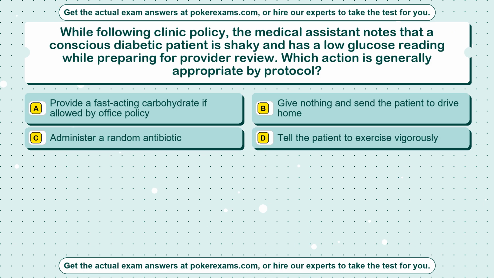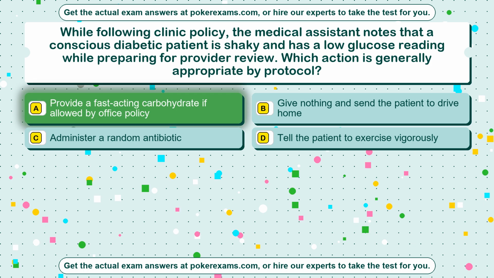Question 89. While following clinic policy, the medical assistant notes that a conscious diabetic patient is shaky and has a low glucose reading while preparing for provider review. Which action is generally appropriate by protocol? Option A. Provide a fast-acting carbohydrate if allowed by office policy. Option B. Give nothing and send the patient to drive home. Option C. Administer a random antibiotic. Option D. Tell the patient to exercise vigorously.